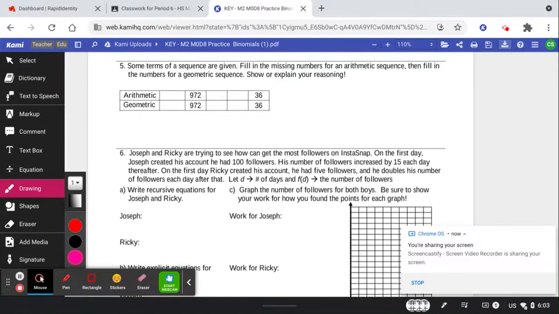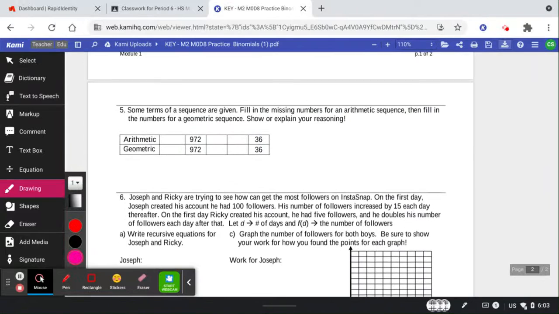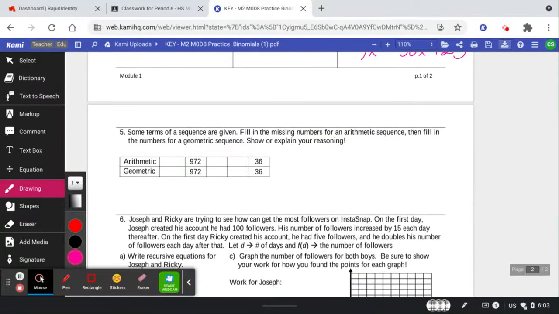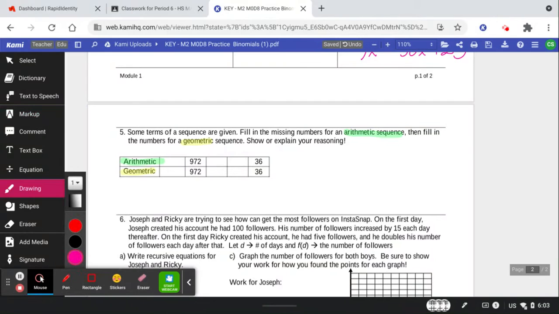Okay, on the back here, we're going to do numbers 5 and 6 only. We are not going to do number 7. Number 5 is asking for, given these terms in the sequence, fill in the missing numbers. Notice it says here arithmetic sequence, and then there's separately the geometric sequence. Notice they're using the same starting and ending numbers, but one is adding or subtracting and one is multiplying or dividing.